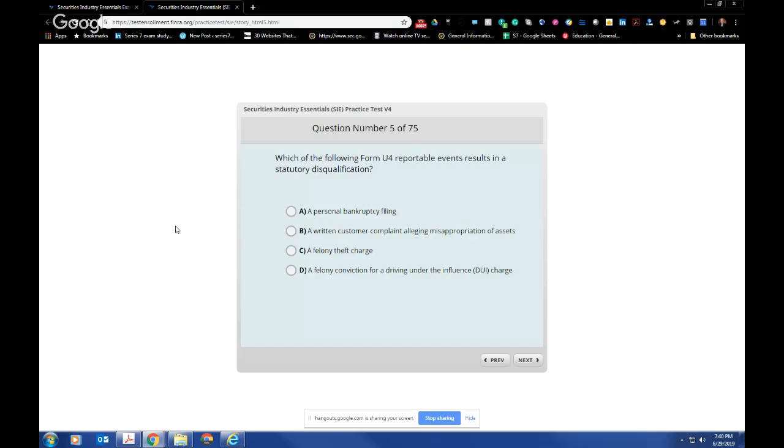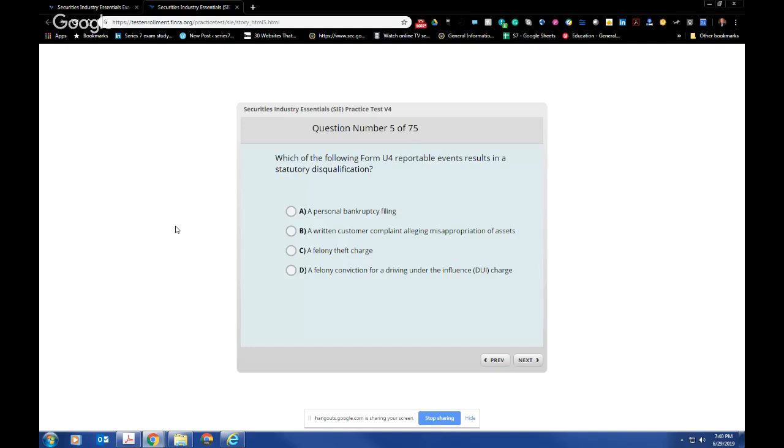Written complaints. Alleging means you're not convicted. They're just saying you might have done it. Boom. That's not SD. Reportable, but not statutory disqualification. A felony charge. While I want to know if you killed someone or committed some sort of felony, it's not enough to have FINRA kick you out. I may not want you here, but FINRA won't disqualify you for 10 years.